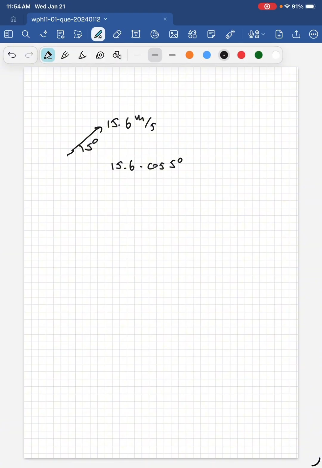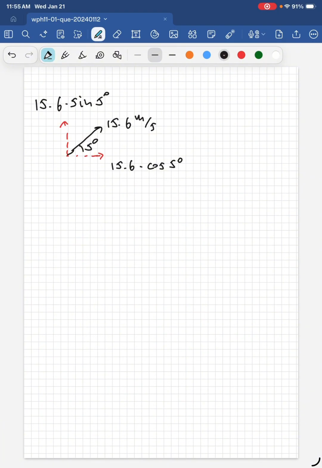So this is the velocity, this is the horizontal component, and this is the vertical component, right? Now for the vertical component, we know that it should be equal to the magnitude of the velocity, which is given as 15.6 meters per second, times sine of 5 degrees. Why sine? Because the 5 degree angle does not touch the vertical component, okay?